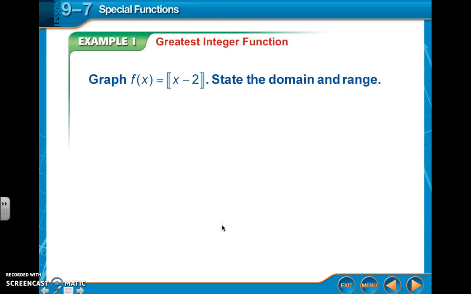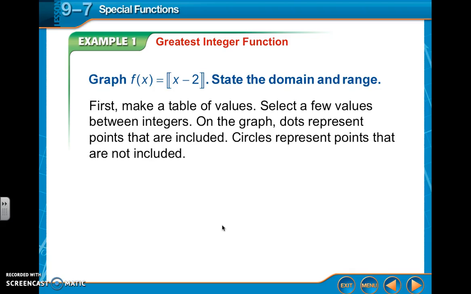Okay, so if we're asked to graph this greatest integer function, x minus 2, and we're going to state the domain and range. So first you're going to make a table, which you're going to use your calculator to do that. And then on your graph, you want to make sure that you have closed circles at those points at your table, and then we'll have open circles for the points that are not included.